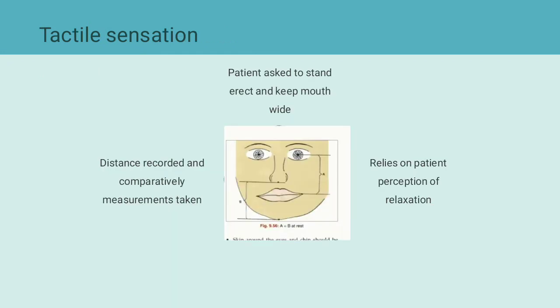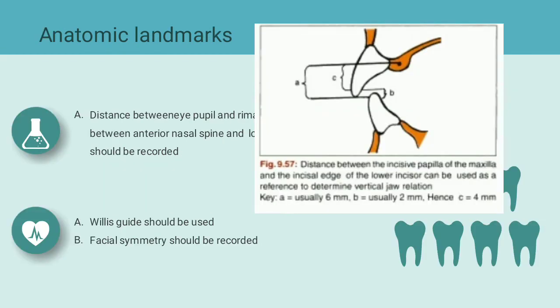Next one is tactile sensation. In this procedure, the patient is asked to stand erect and keep the mouth wide open. Then the distance is recorded from the tip of the nose to the tip of the chin, and the patient's perception of relaxation is noted. Third are the anatomical landmarks. The distance between the eye pupil and the rima oris is considered, and also the distance to the anterior nasal spine. Here the Willis guide is also used. Facial symmetry should be recorded here.